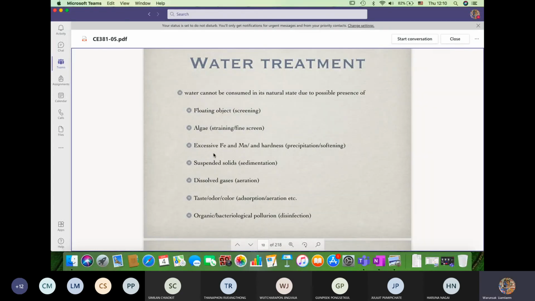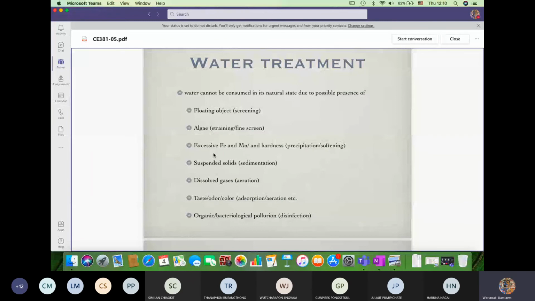In water treatment, these are the list of common contaminants found in raw water. Floating objects, algae everywhere, especially in ponds. There are a number of algae species, excessive iron and manganese, and probably hardness. These parameters were found in a significant amount, especially in groundwater.